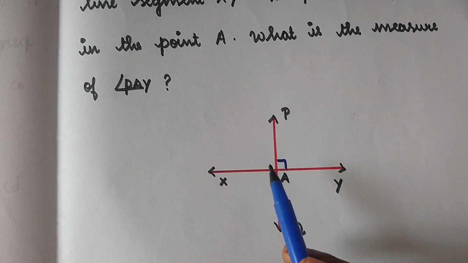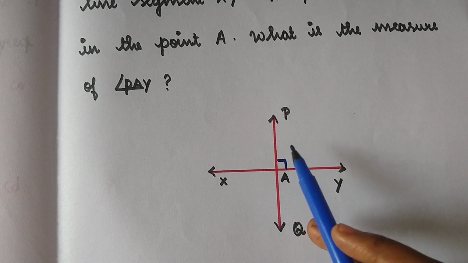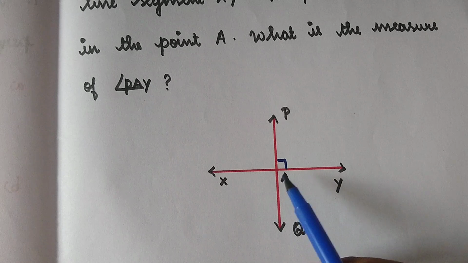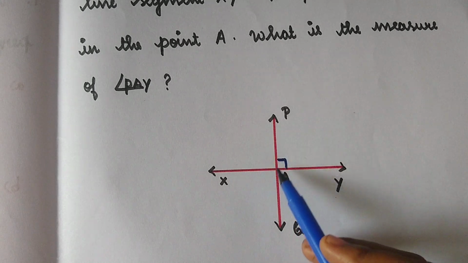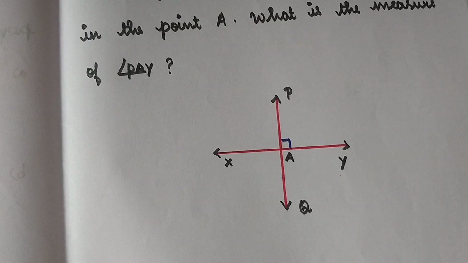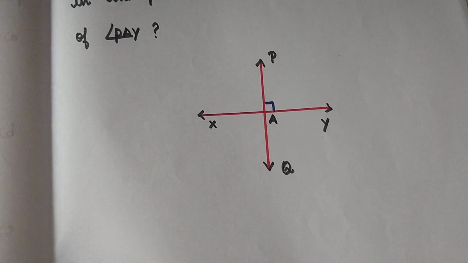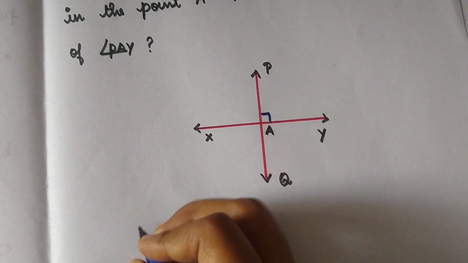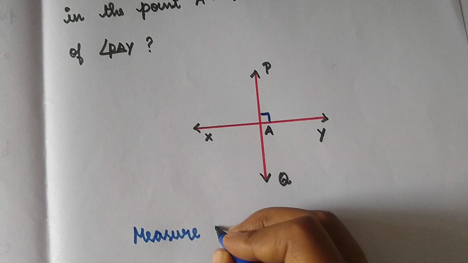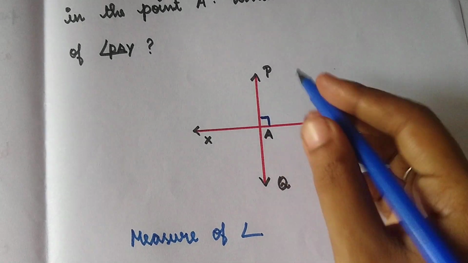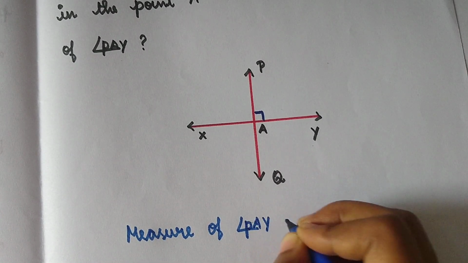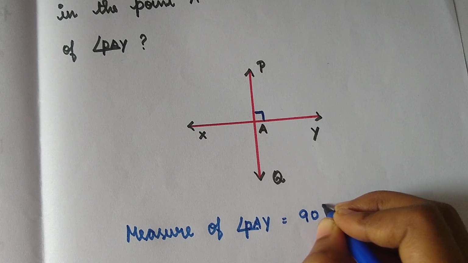When two lines intersect and the angle between them is a right angle, then the lines are said to be perpendicular. So this is a right angle. What is the measure of a right angle? The measure of a right angle is 90 degrees. So the measure of angle PAY is 90 degrees.